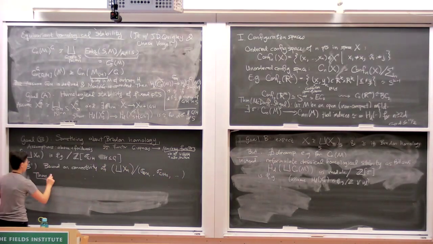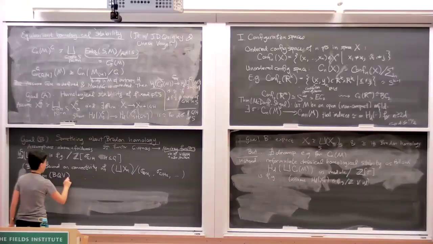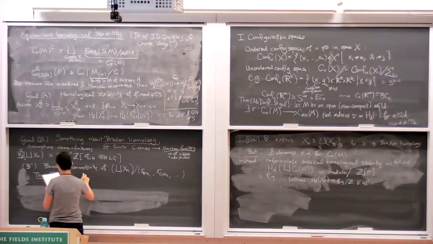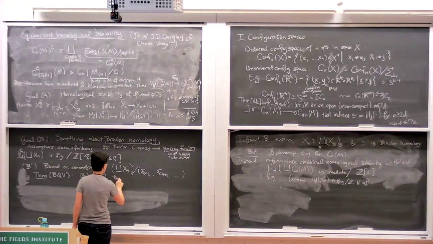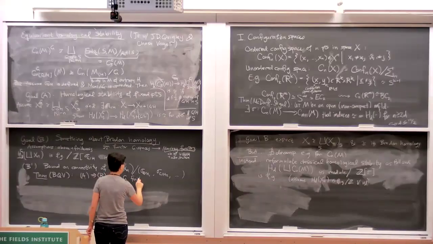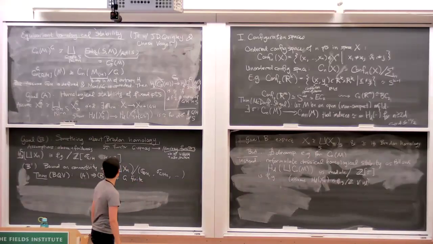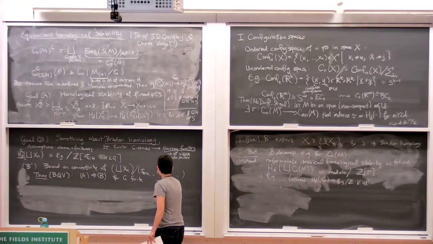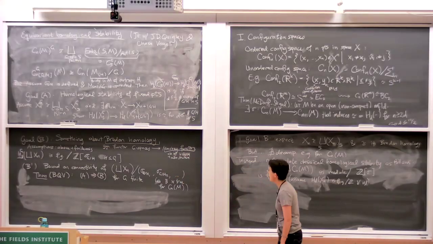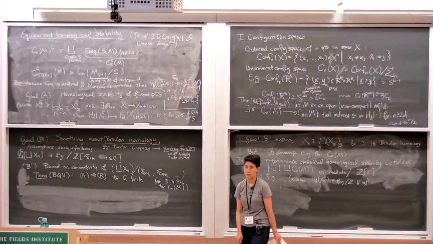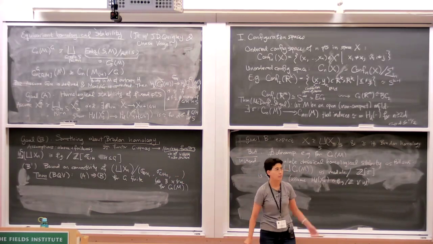So what we have is A implies B for G finite. So B is true for configuration spaces because we proved A earlier here. And I'll just say B prime is work in progress. Yeah, so thanks.